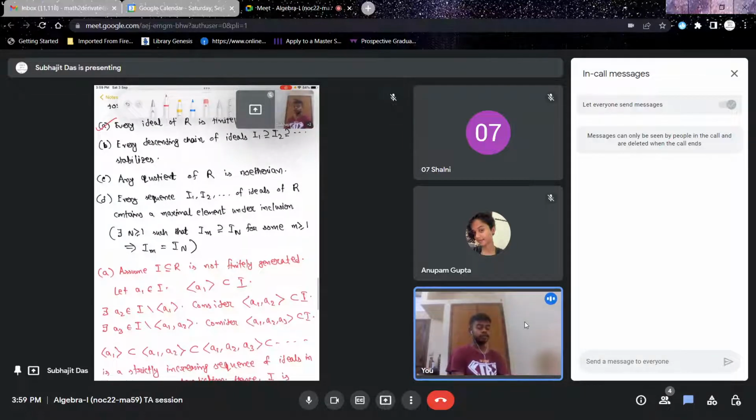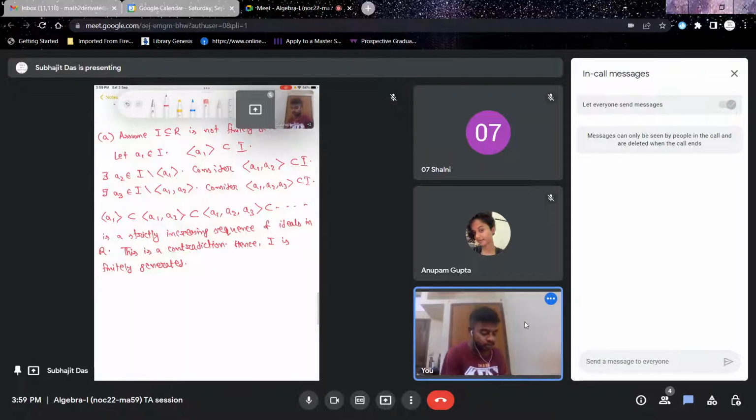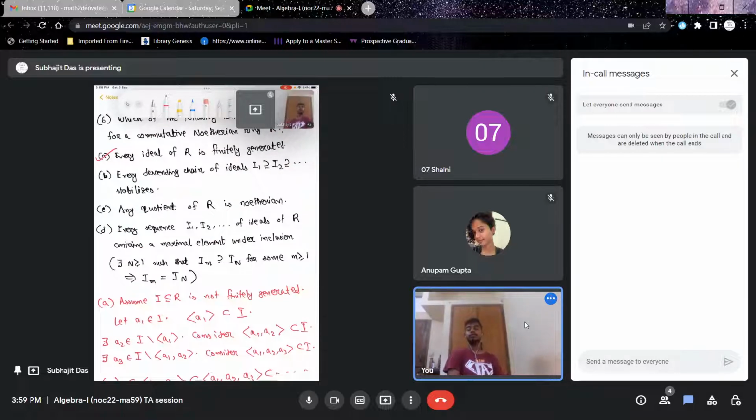Let's focus on option C first, then move to the other options. Option C says any quotient of R is Noetherian. You understand quotient rings, right? You have studied ideals. You know that given a ring and an ideal, you can factor the ring out by that ideal, R modulo I. That is a ring, which is our quotient ring. So option C is saying that if R is Noetherian, then any quotient ring of R will also be Noetherian. What do you think?